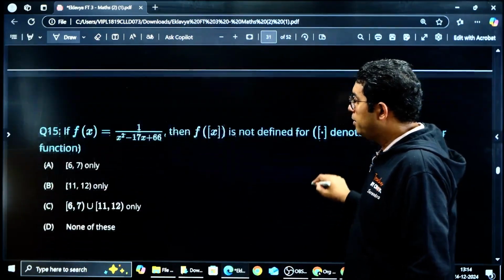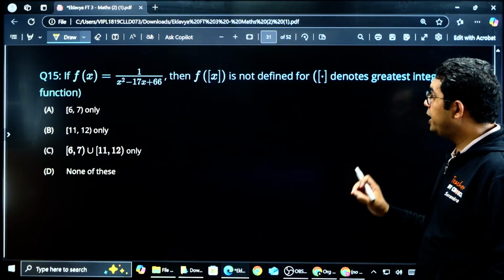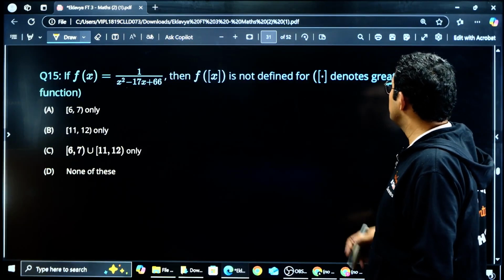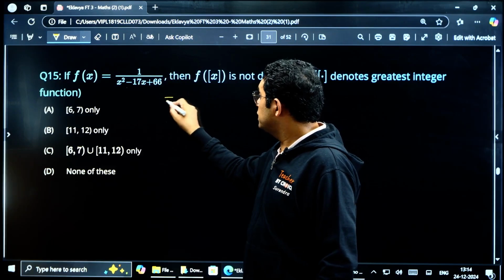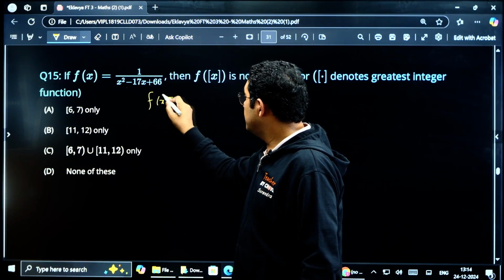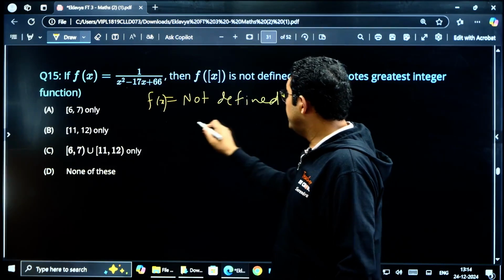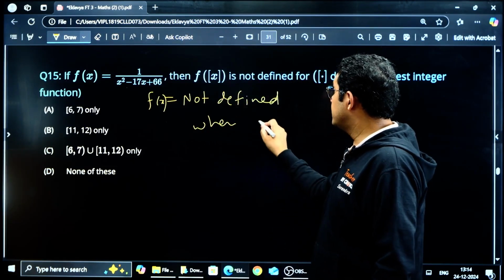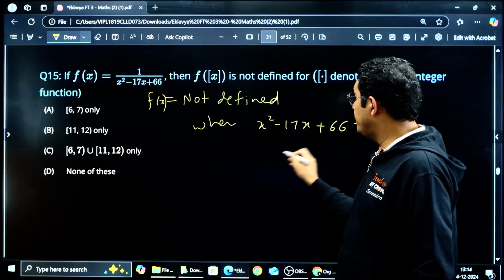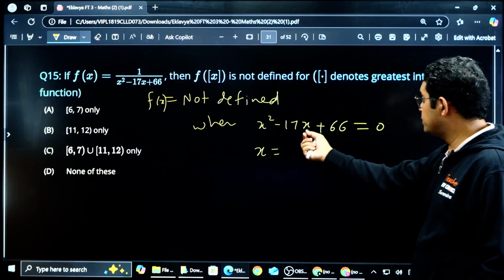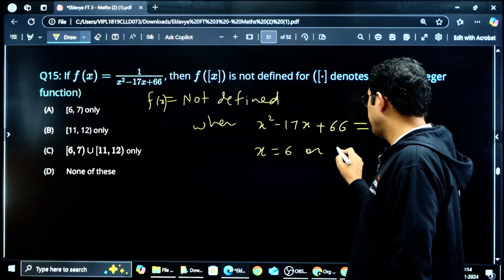Coming to the next question, here we are given f(x) equal to this thing, then f of GIF x, the greatest integer function x, is not defined for. Now please see, this f(x) is not defined when this quadratic, x square minus 17x plus 16, is equal to 0. If you open it, you can split the middle term as 11 into 6 here. So it is either 6 or 11.